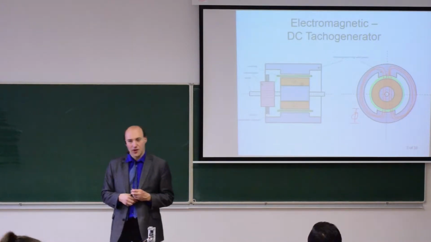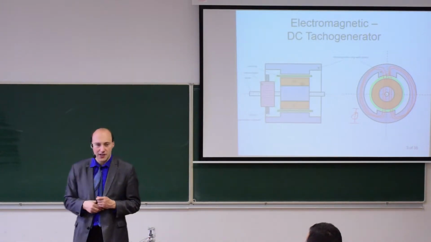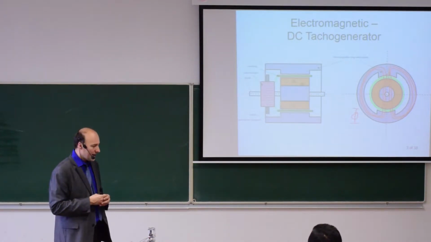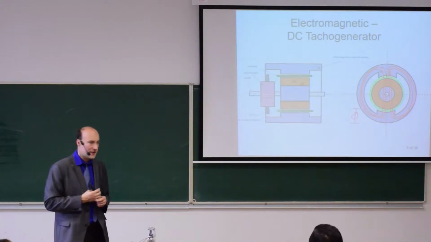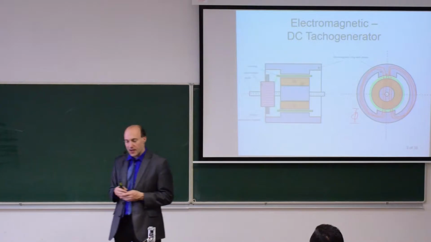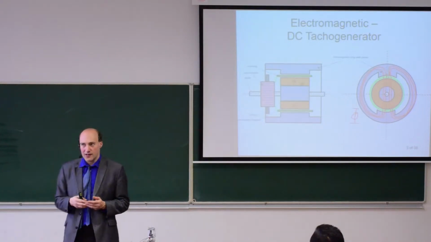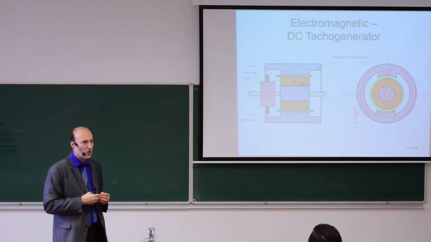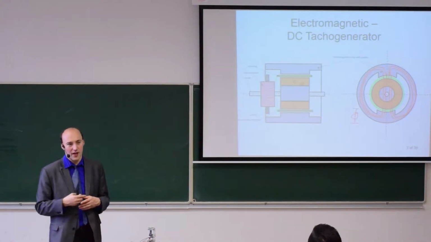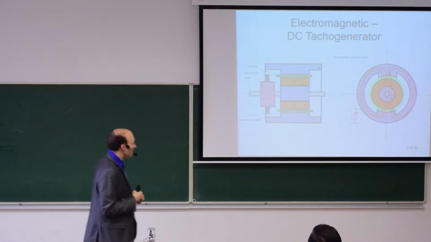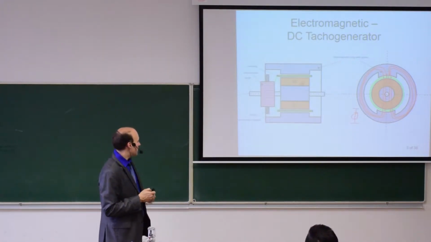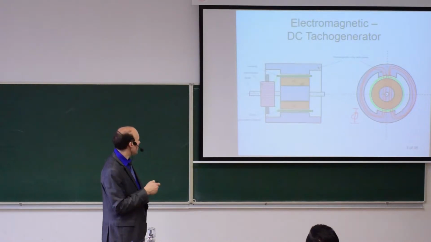A DC tachogenerator is an electric machine that is very similar to a DC motor or DC generator. It is a device that uses the fact that when we have a coil in a magnetic field, we can pick up the voltage from this coil, and there will be an induced voltage if this coil is moving in this magnetic field. So it's basically an electrical generator. The construction has the following parts.